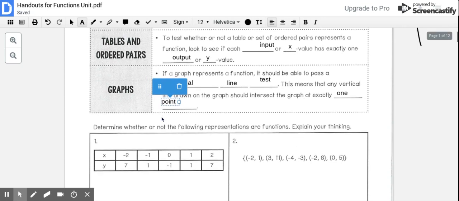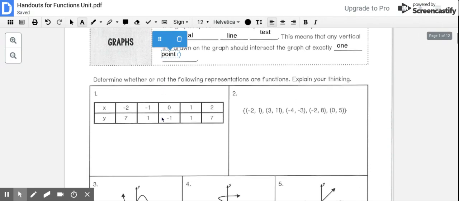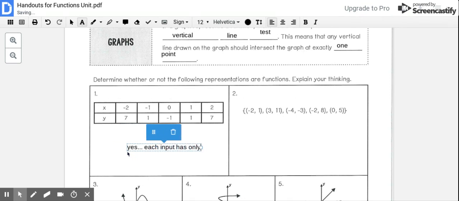Okay, so we're going to determine whether or not these are functions. And then we're going to explain our thinking, because otherwise it could be a guessing game. So on this table, you look at the x values, and -2 is only paired with 7. -1 is only paired with 1. Each x value only has one and only one of another number. So yes, this would be a function. The reasoning would be each input has only one output.